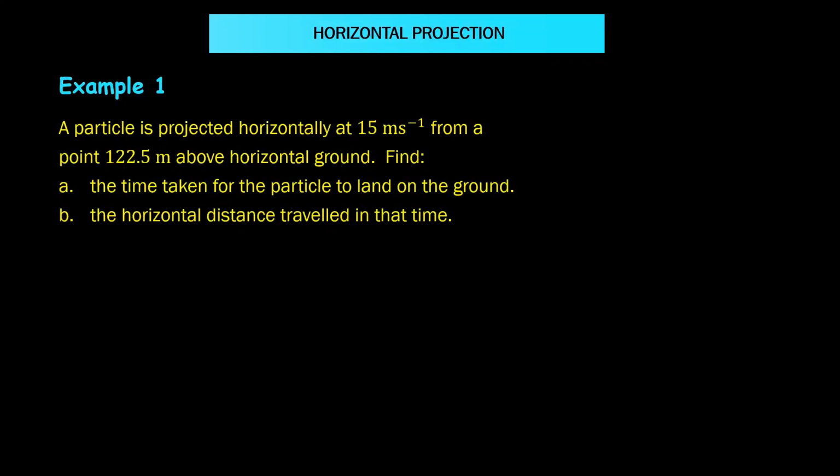Let's now take a look at an example. A particle is projected horizontally at 15 meters per second from a point 122.5 meters above horizontal ground. Find firstly the time taken for the particle to land on the ground, and secondly the horizontal distance travelled in that time. Pause the video and have a go. Press play when you're ready to view the solutions.